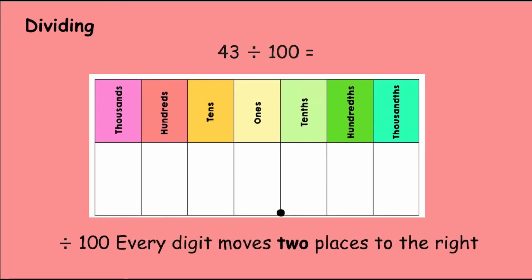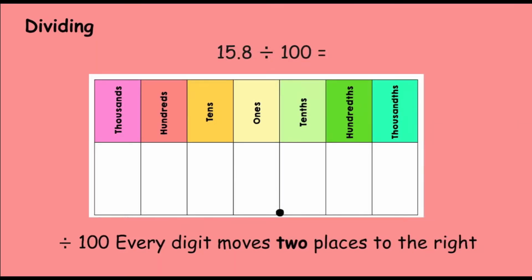When dividing by 100, we move all digits 2 places to the right. So here we have 43. The 3 from the ones goes to the hundredths. The 4 from the tens goes to the tenths. The decimal point remains the same and we need to put a 0 in front of the decimal point. 43 divided by 100 is 0.43.